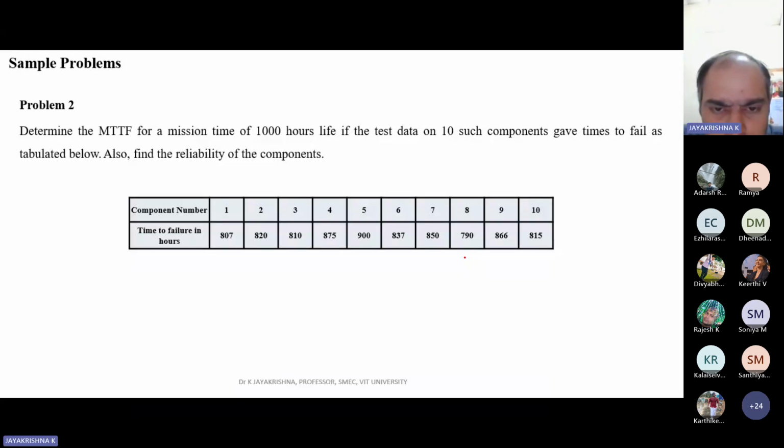It is going to be the summation of time to failure, and then you calculate the mean time to failure. First you have to calculate the MTTF, then you have to calculate the reliability. First you calculate the MTTF.